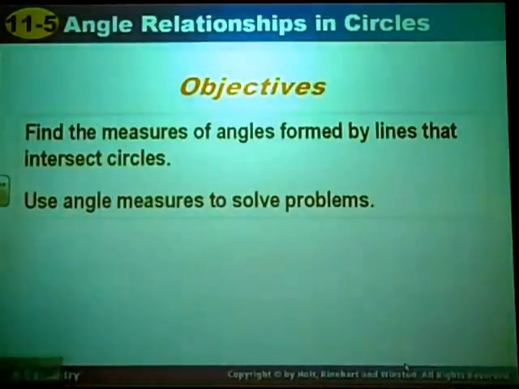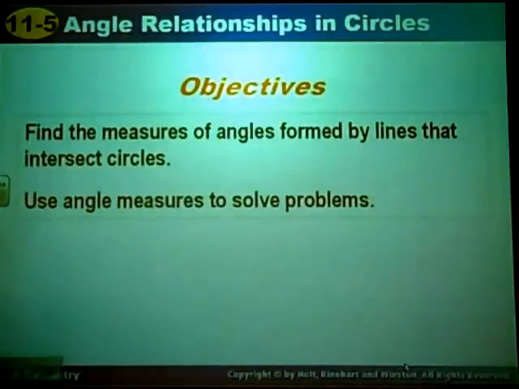Okay, welcome to Klein's Geometry. Today we're going to look at angle relationships in circles. Again, we've looked at several, but this is lesson 11.5. So we're going to find the measure of angles formed by lines that intersect circles and use those angle measures to solve problems.